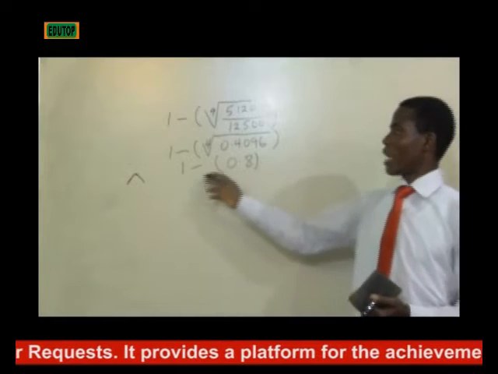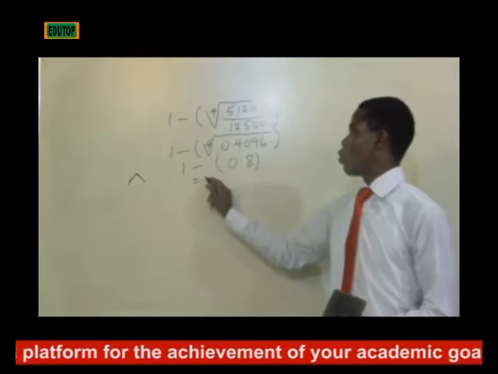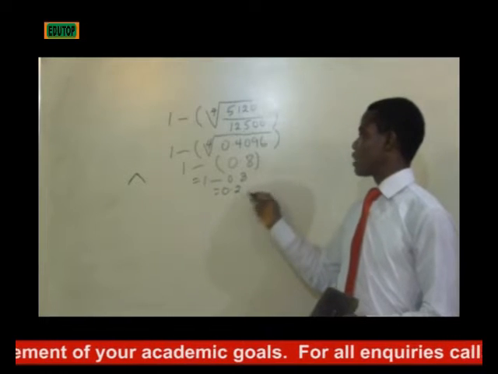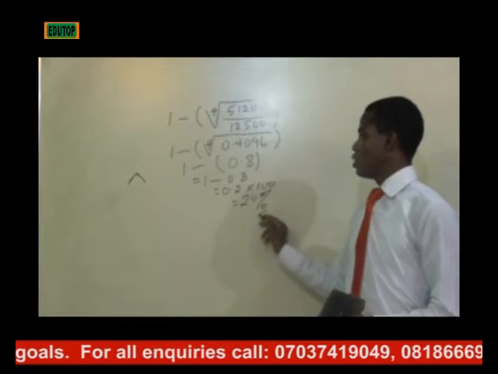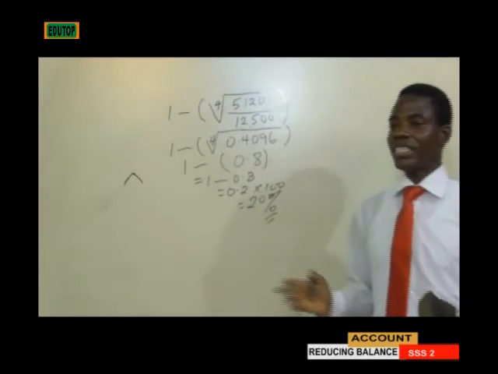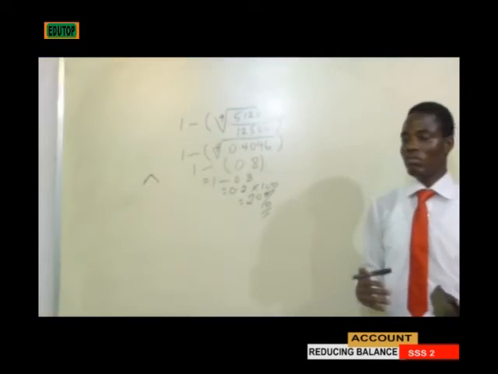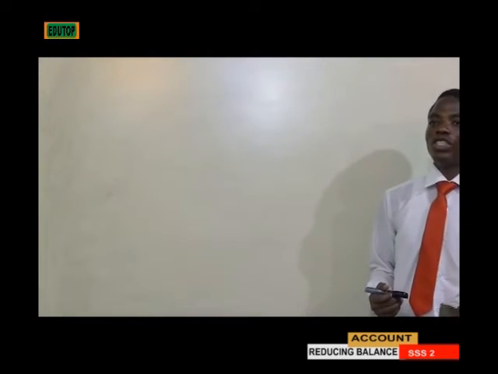Then you now subtract it from 1, which will give you the percentage, because we have to get the percentage at the end of the day. So 1 minus 0.8 will give you 0.2. Times it by 100, you have 20%. So that is the percentage. So 20% is what you will charge. In the financial information, most of the time they give you the percentage in the question. So you get 20%. That is the percentage you will use to charge your reducing balance method.